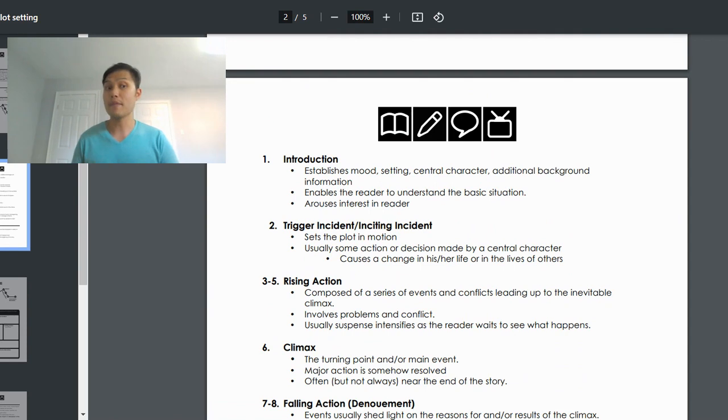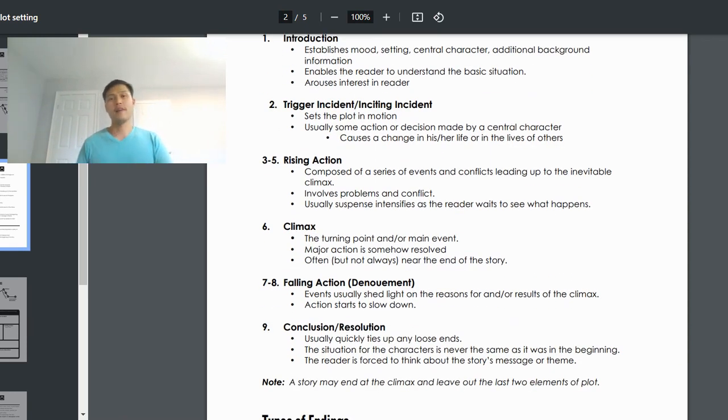But what really gets our interest is the second part, trigger incident or inciting incident. That's what sets the plot in motion. Something happens to the main character, or something happens to the main world, whatever it is, so that a conflict is established. So an alien force crash lands into Earth and they're threatening Earth's paradise or Earth's peace.